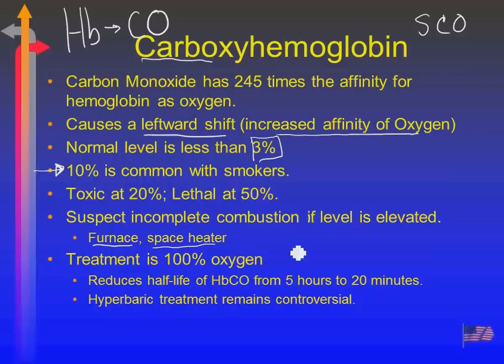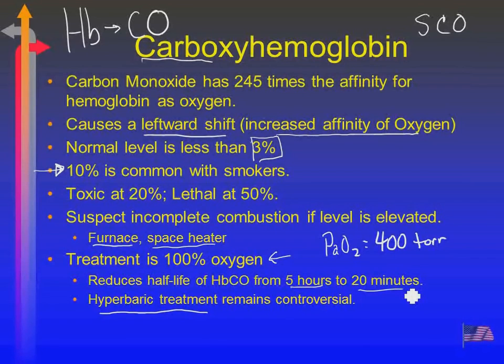Treatment is 100% oxygen. So even though my arterial PaO2 may be 400 torr, 100% oxygen. The only way to push the carbon monoxide off the hemoglobin is to have a very high partial pressure of oxygen, which means that we may need to even use hyperbaric treatment. But just simply putting them on 100% reduces the half-life of carboxyhemoglobin from 5 hours breathing room air to 20 minutes. So as soon as possible we should get them on a very high concentration of oxygen, have them breathe that for a short term, pushes it off.